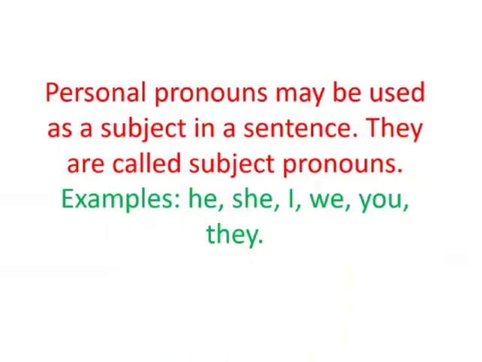Personal pronouns may be used as a subject in a sentence. They are called subject pronouns. Examples: he, she, I, we, you, they. All these pronouns are used at the place of a subject. So they are called subject pronouns.